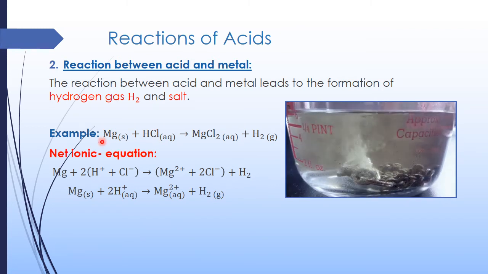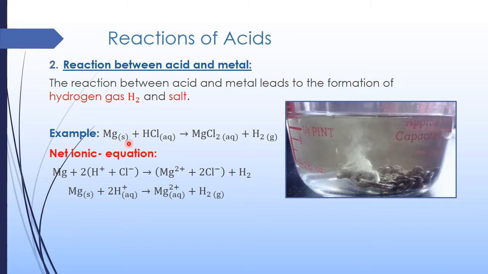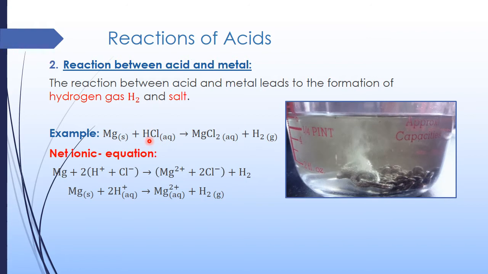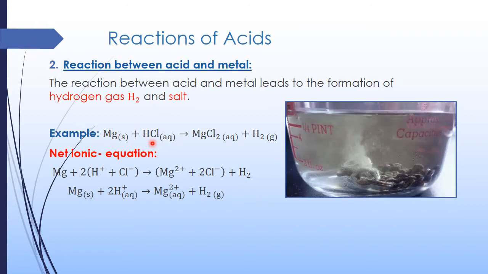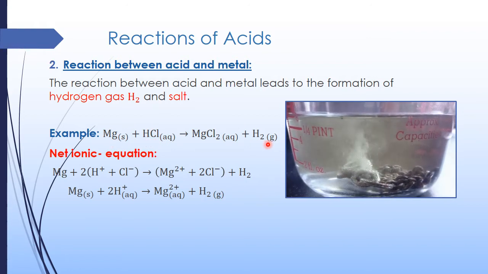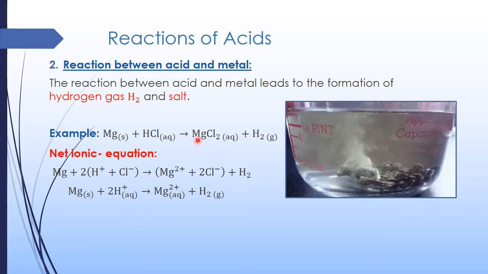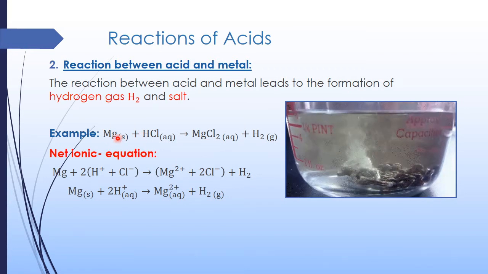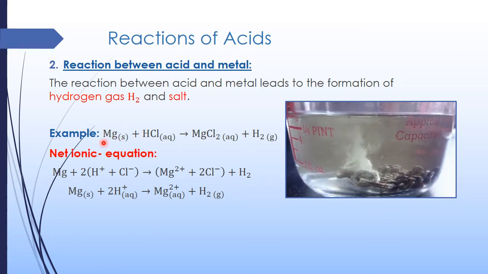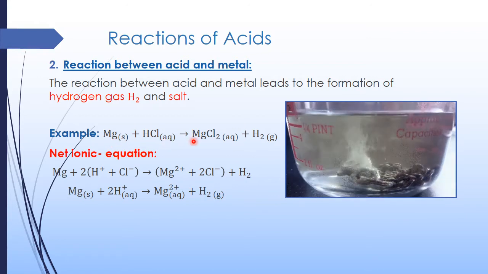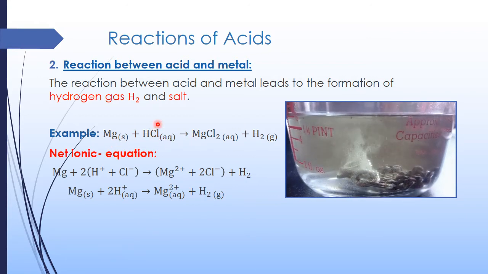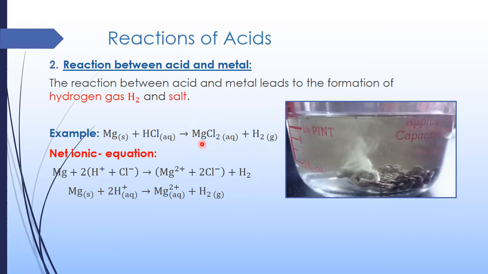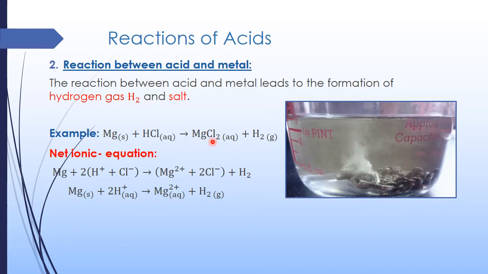Let's take this example, the reaction between magnesium metal Mg and hydrochloric acid HCl. It's a reaction between acid and metal. So the first product is hydrogen gas H2. The second product is a salt. The way to determine the formula of this salt is that it is formed between the cation of the given metal. This metal is Mg, its cation is Mg2+, and the released anion from the acid is Cl-. So Mg2+ and Cl-, according to the crisscross method, you will get MgCl2.